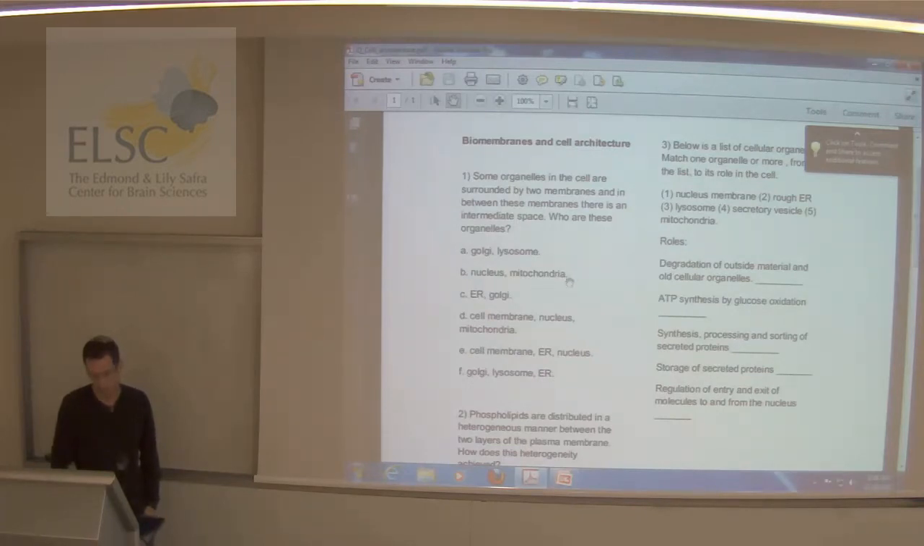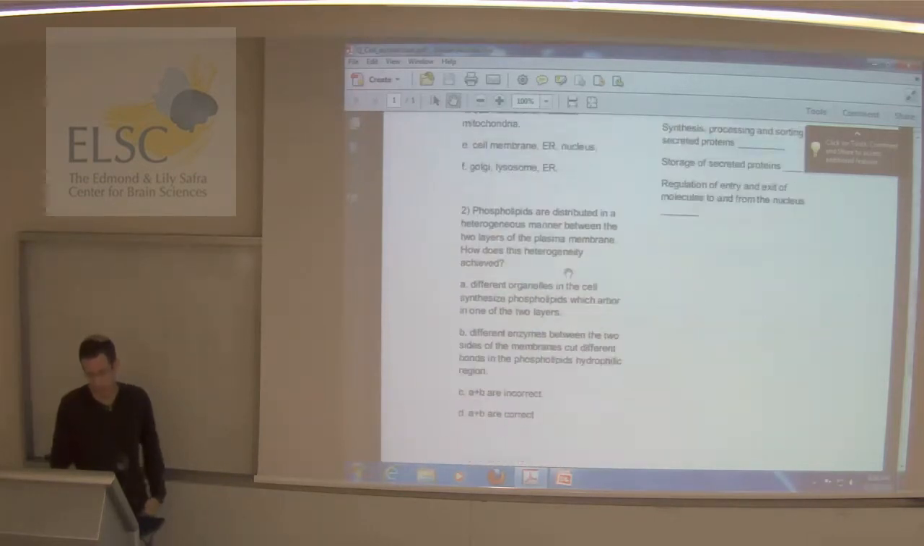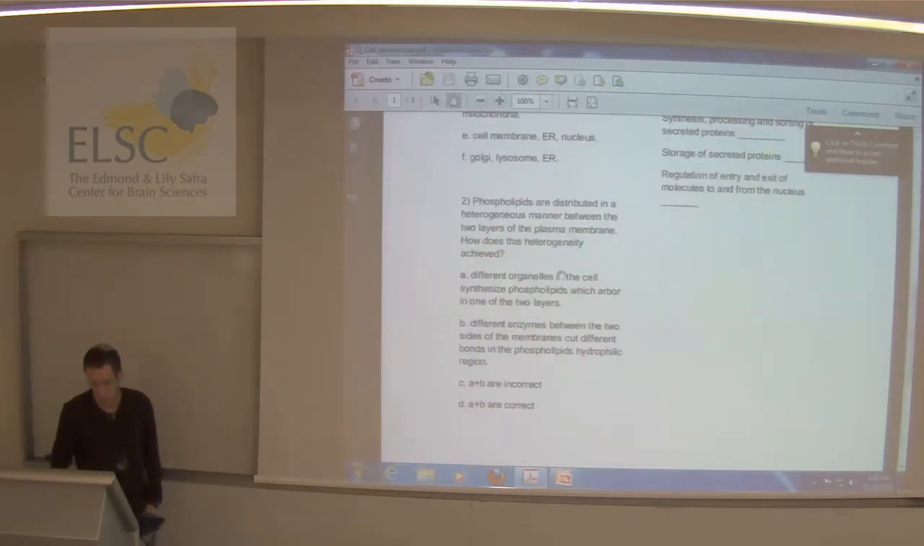Mitochondria and the nucleus, which is B, correct. So here it's B. Second question: phospholipids are distributed in a heterogeneous manner between the two layers of the plasma membrane. How is this heterogeneity achieved?